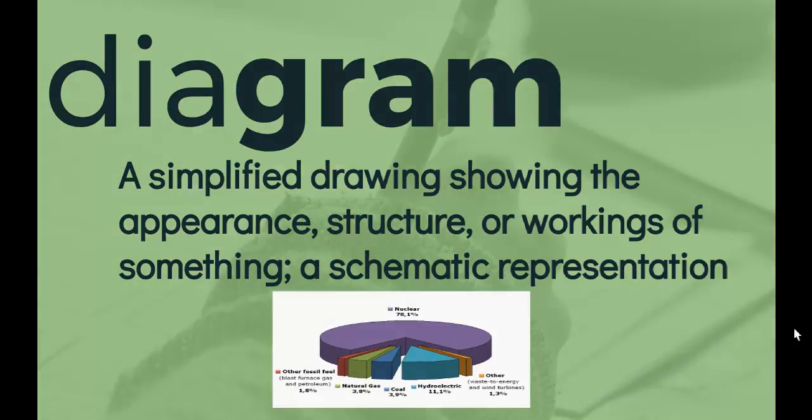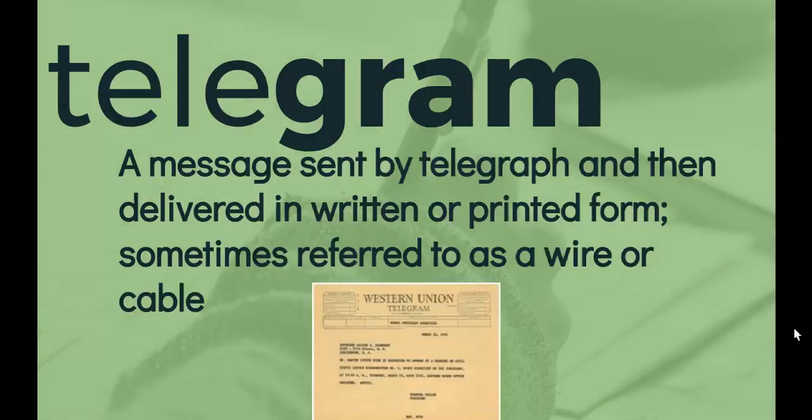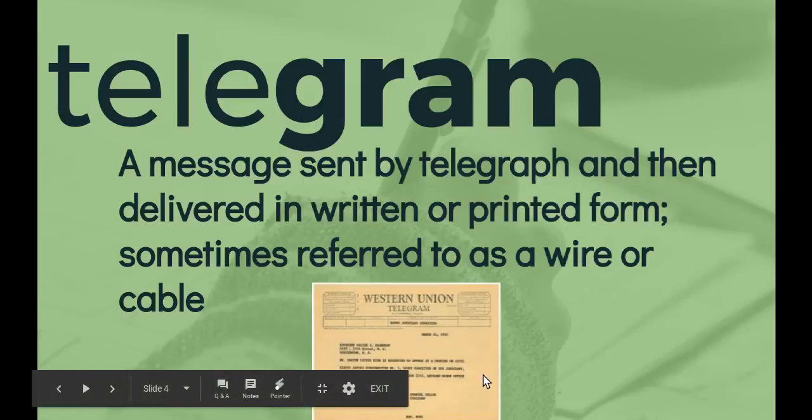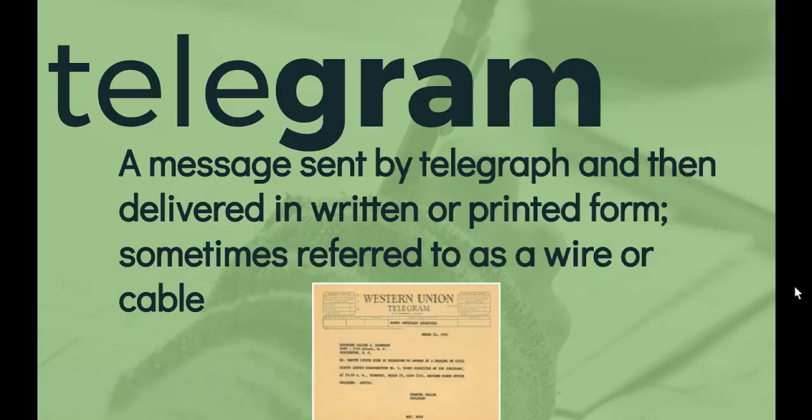Your next word is telegram. This is a message sent by telegraph and then delivered in written or printed form, and it was sometimes referred to as a wire or cable. So telegrams are not something that we use anymore. They were used in the past. And this picture here is an example of a telegram. So the telegraph was the machine, the telegram was the actual message.